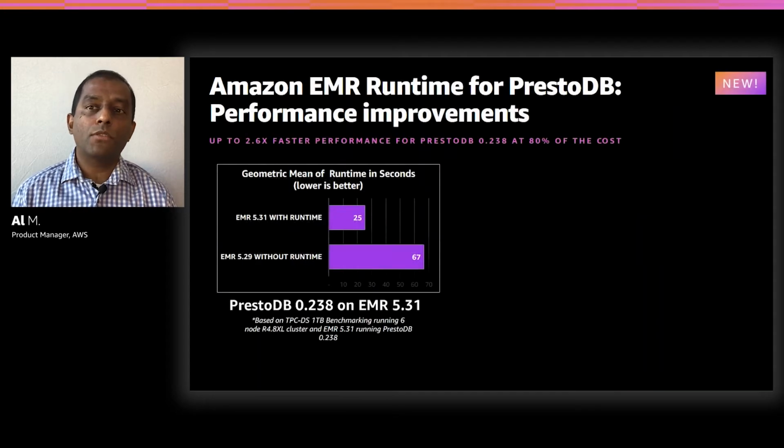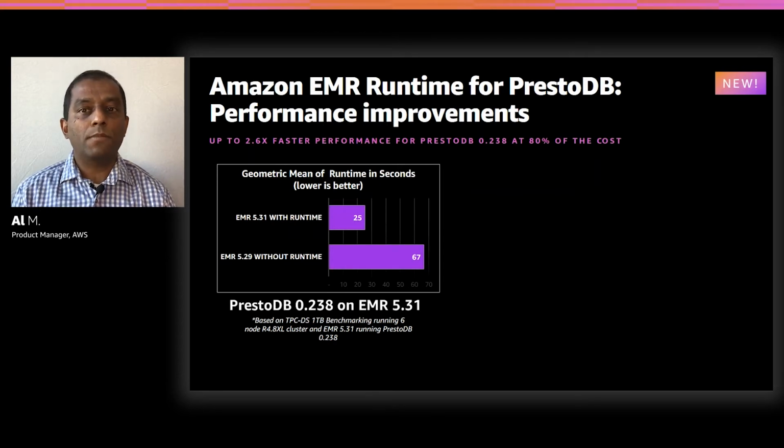We are introducing Amazon EMR runtime for PrestoDB, a performance-optimized runtime environment for PrestoDB that is available and turned on by default on Amazon EMR releases 5.30 and later. To measure these improvements, we compared EMR 5.31, which includes EMR runtime for PrestoDB, and compared it with EMR 5.29, which does not have the runtime.